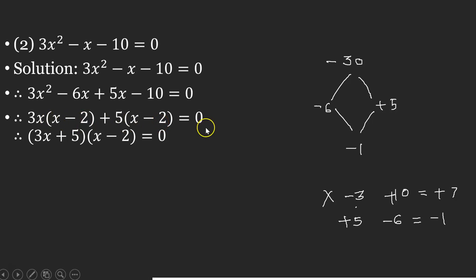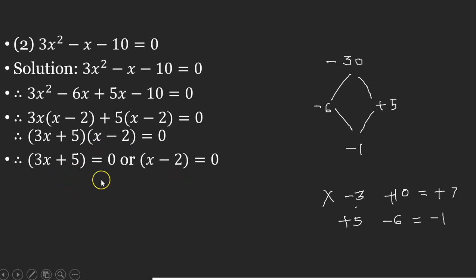आता पुन्हा या दोघातनं काही किती कॉमन करणार? x minus 2 कॉमन घेतला. And what are the remaining terms? 3x plus 5. Therefore, in first bracket 3x plus 5 into second bracket x minus 2 is equals to 0. Now 3x plus 5 is equals to 0 or x minus 2 is equals to 0. And therefore, if we solve this, 3x plus 5 is equals to 0.